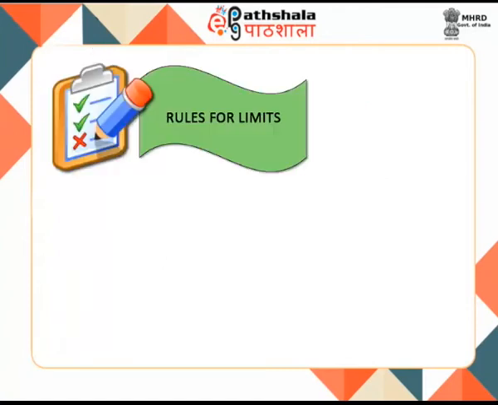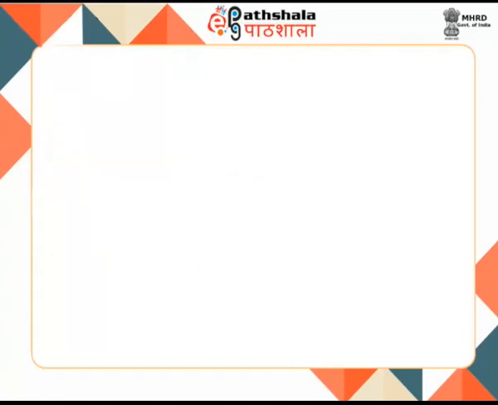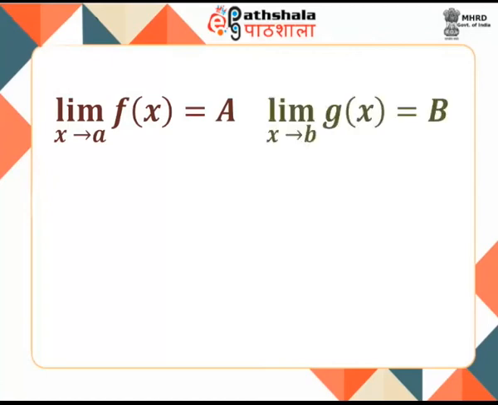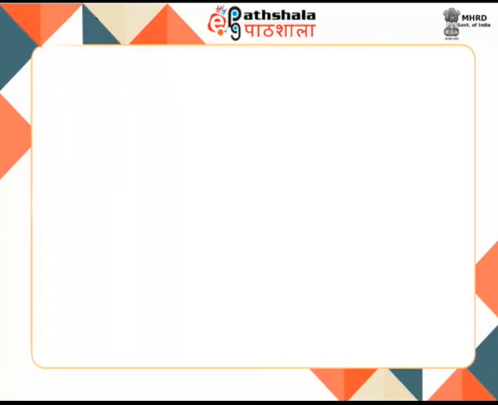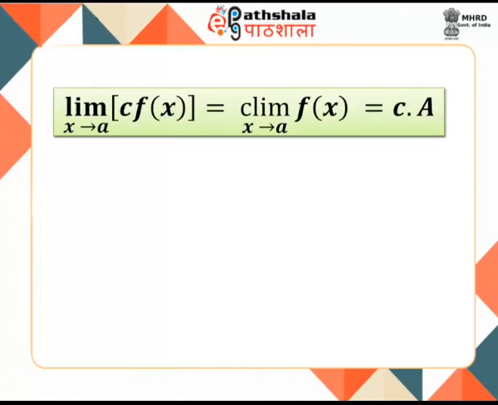Let's now discuss the rules for limits. Suppose that f and g are functions defined in the neighborhood of a but not necessarily at a. Then we have the rules. If limit as x tends to a of f(x) is equal to A and limit as x tends to a of g(x) is equal to B and c is a constant, then first, limit as x goes to a of c f(x) is equal to c times limit as x goes to a of f(x), which is c times A.